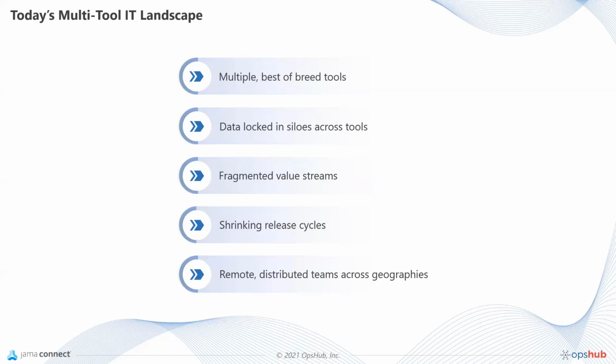What that does tend to lead to, though, is data can get locked in silos across those tools. When you have teams working in these bespoke and very specific best of breed tools, that data can be siloed, can be difficult to share, and so you get fragmented value streams, these different roles across the organization that are adding value to the product development efforts. Those roles and those functions and those work streams can become highly fragmented.